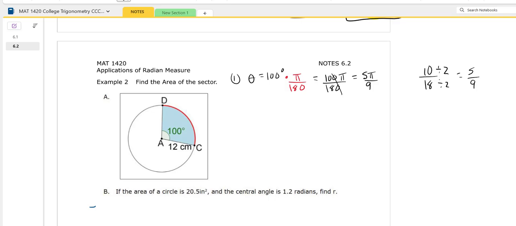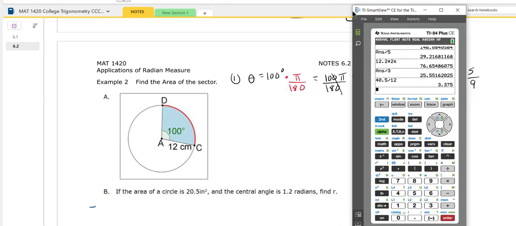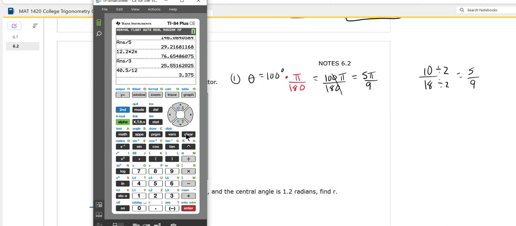I do want to show you something on the calculator that some of you may not be familiar with. And if you aren't, it's really nice to know this. So if you do 100 divided by 180, if you get into real big numbers, your calculator can reduce this fraction. If you do that, it's going to change it to a decimal.